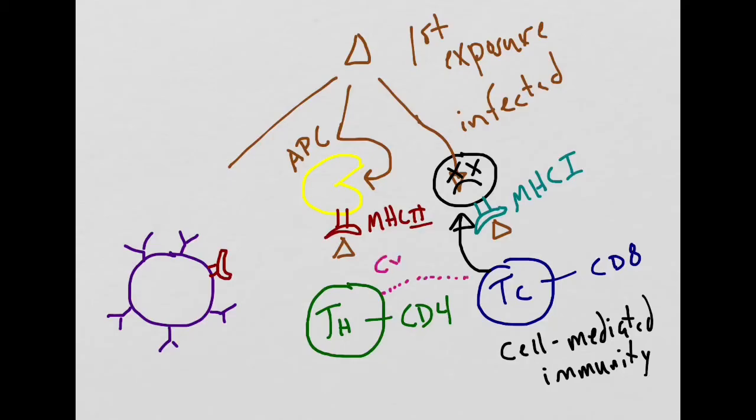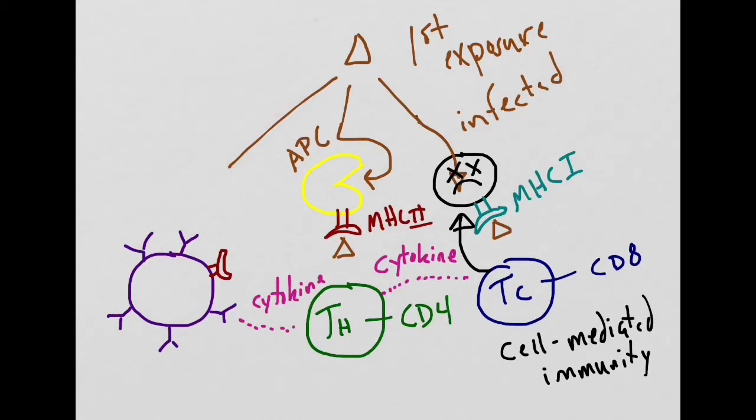These cytokines are chemical messages to help activate the TC cells or to help activate the B cells. The release of these cytokines gives it its name, the T helper cells. The next option we'll talk about are the B cells.